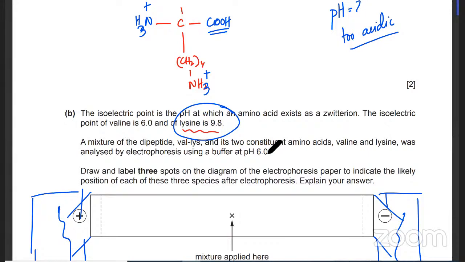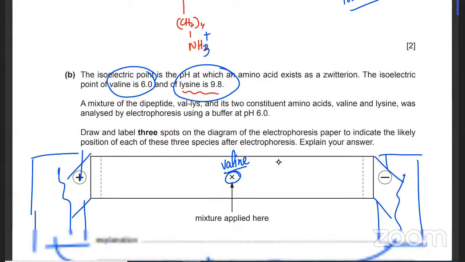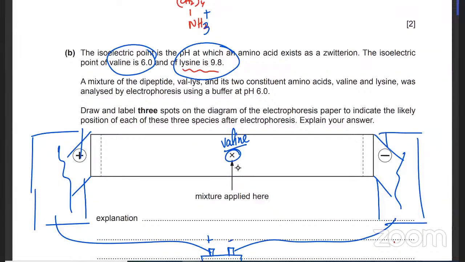So first thing, pH 6, the isoelectric point of valine is 6. This is going to be a zwitterion. A zwitterion would remain exactly in the middle. So valine's spot would remain exactly in the middle, because in a buffer that has a pH of 6, valine will form a zwitterion.